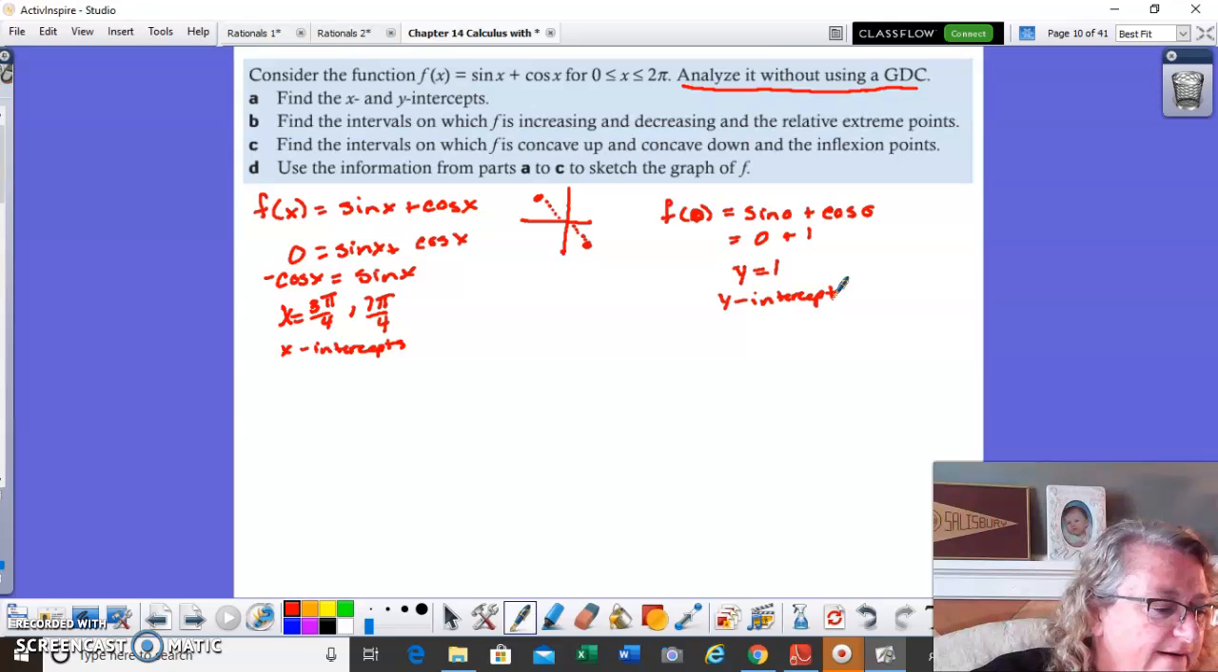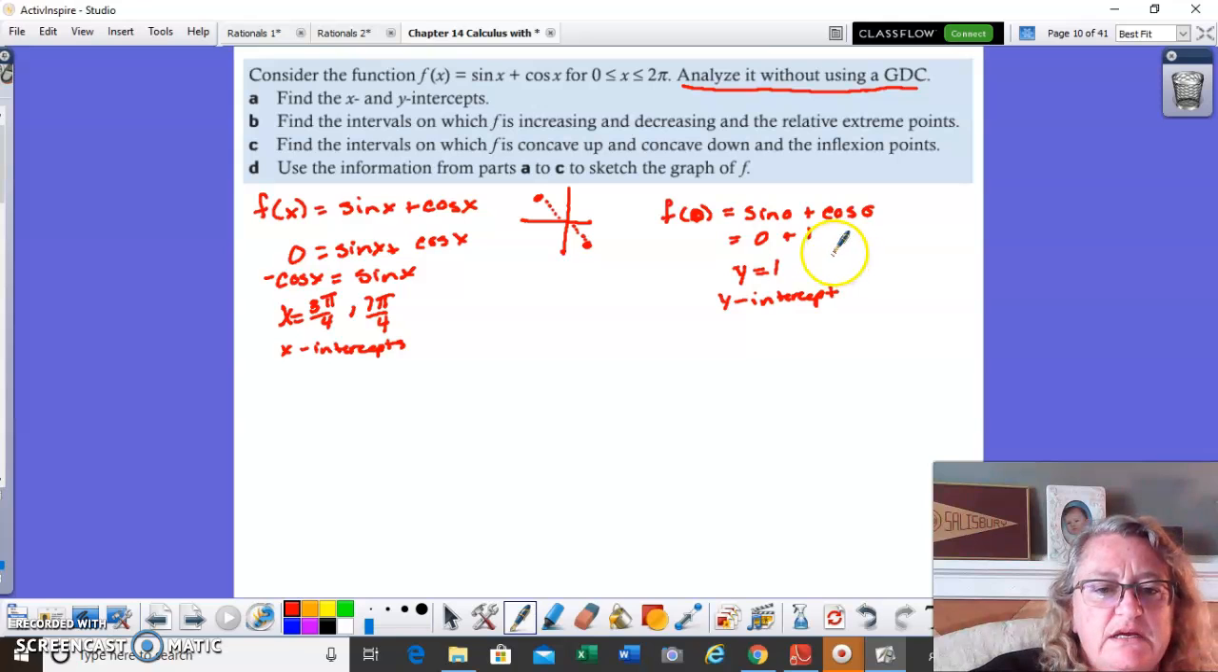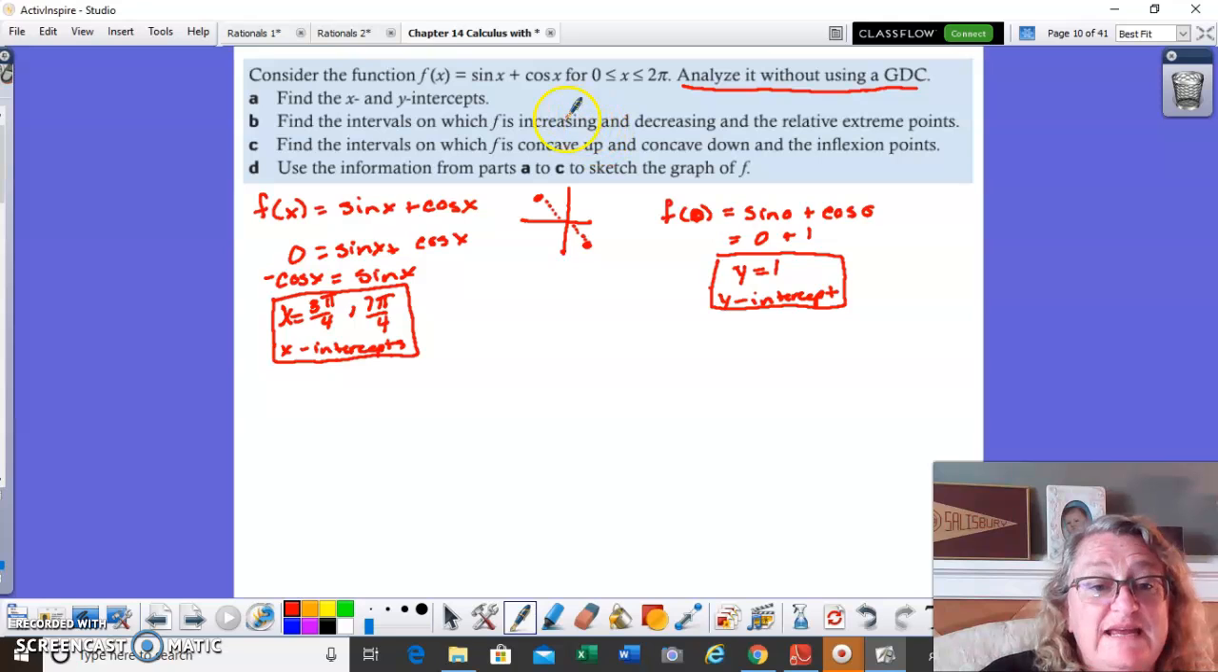Great. All right, so part B says, we're going to go ahead and put boxes around these so we can find these later, because we're going to have to graph these in a little bit. So then it says, find the intervals where the graph is increasing, decreasing. That to me says derivative.